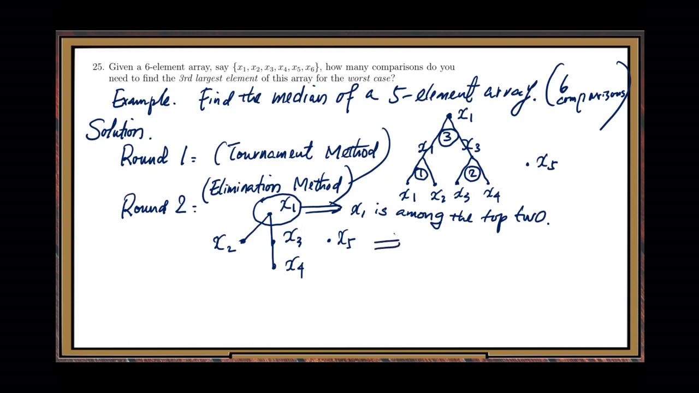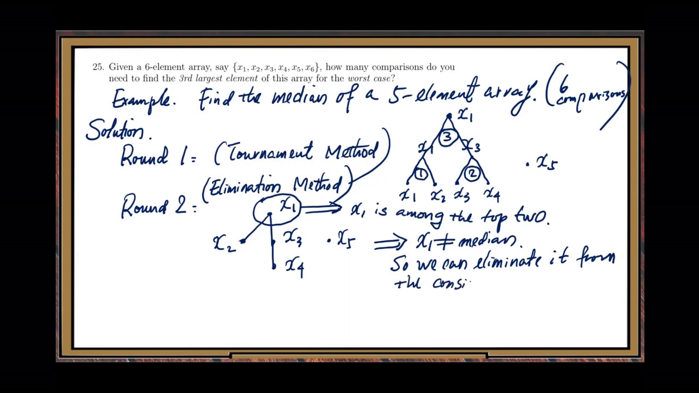Okay, so then, based on this property, we can say x1 cannot be the median. So we can eliminate it from the consideration.